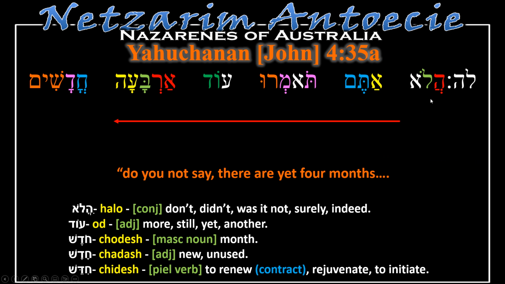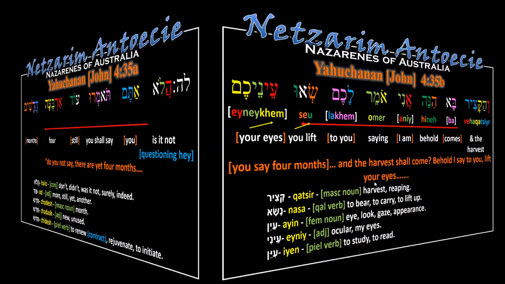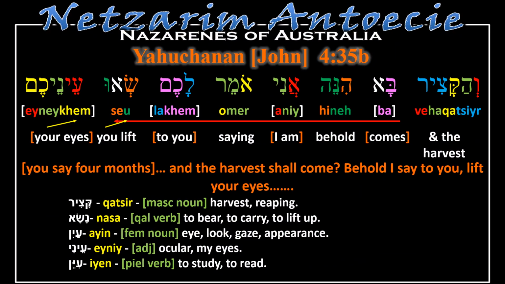Okay, now we can read it. Ha-lo, atem, tom ru, od, arba'ah, chadashim. And of course the translation, which happens to be, is it not you shall say, still 4 months? And the English is, do you not say, there are yet 4 months? That's how it's translated. So we come to the next part, part B.